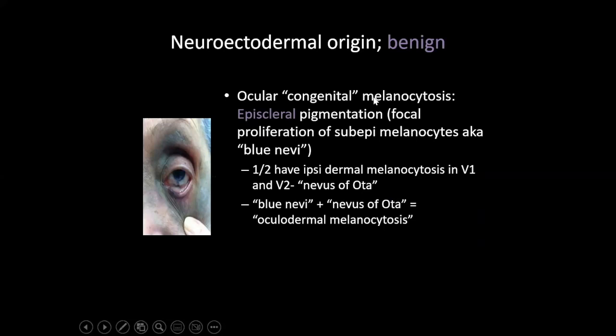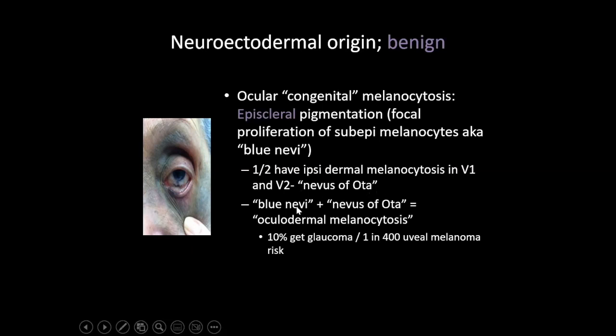Then we have ocular melanocytosis, ocular congenital melanocytosis. Very interesting things about it. It is characterized by episcleral pigmentation, which is a focal proliferation of the subepithelial melanocytes. This presentation is what we call the blue nevi. Half of this is lateral dermal melanocytosis in V1 and V2. And this component is what we call the nevus of Ota.